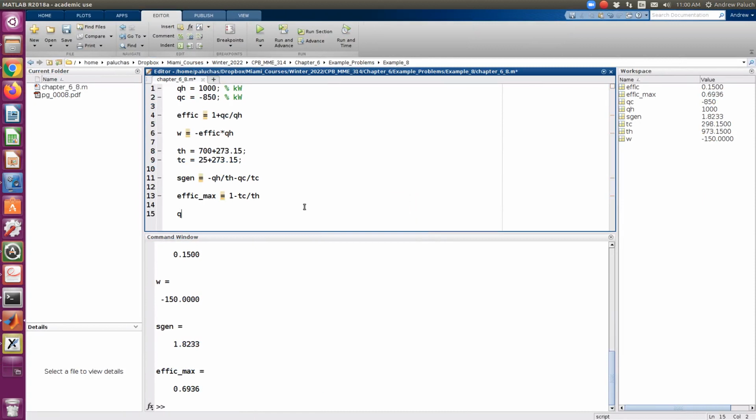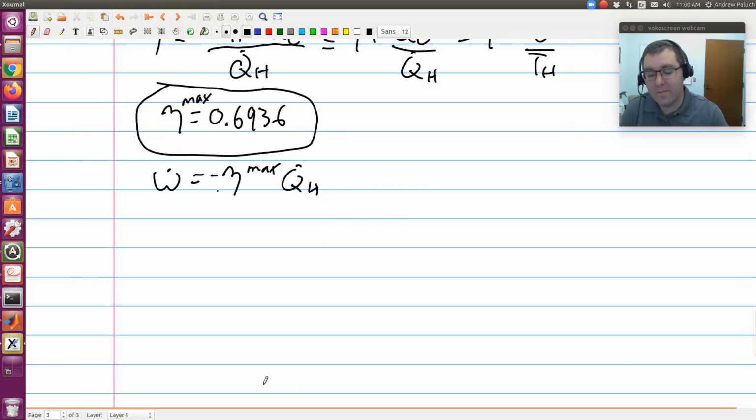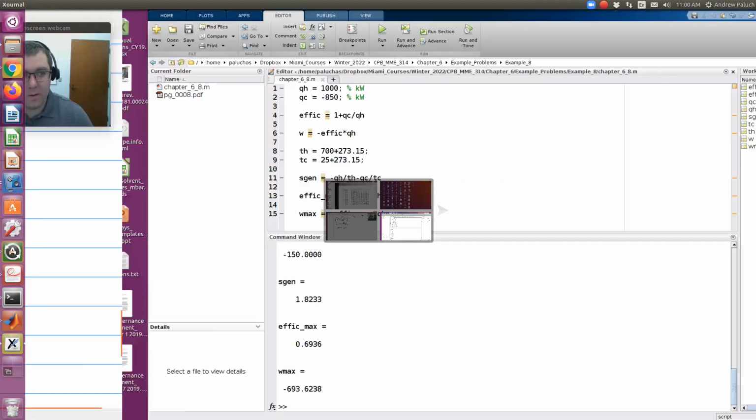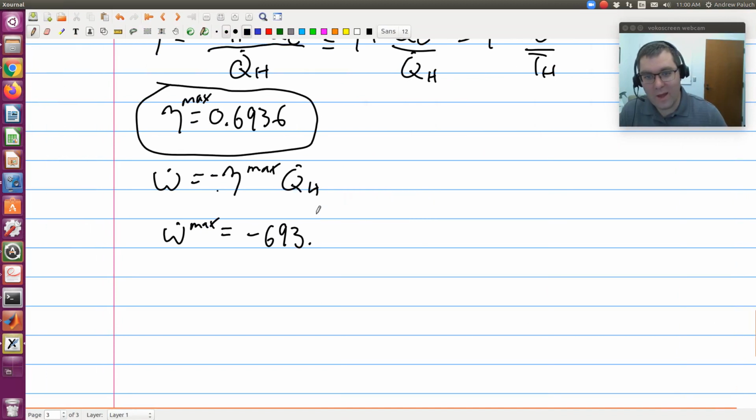So if I want a W max, it's going to be negative efficiency max times QH. I'll assume that I'm still receiving heat from that same source, and so that max would be negative 693. So my maximum work would be a negative 693.6238, and that's going to be kilowatts.